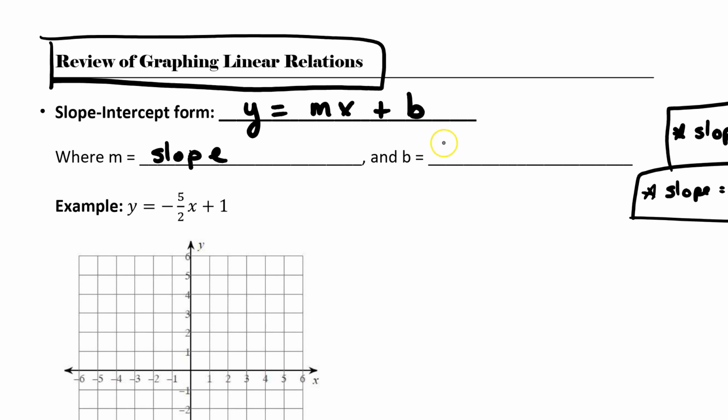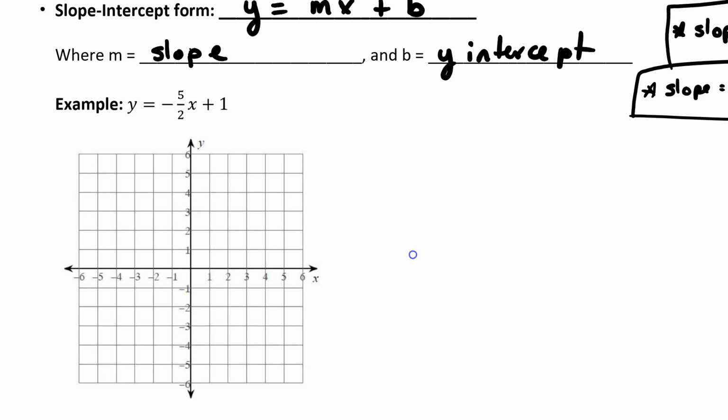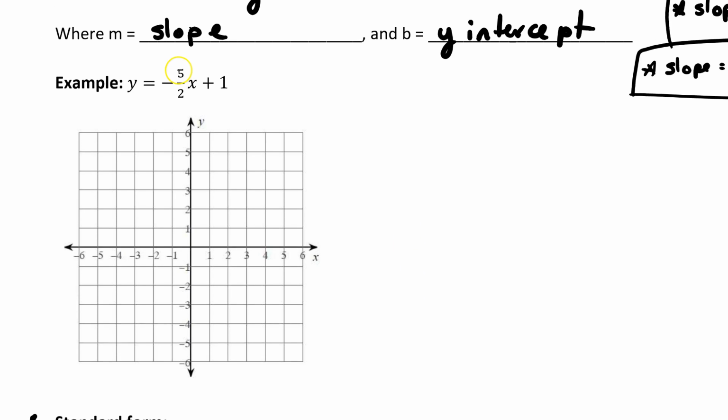And b is going to be our y-intercept. Now for me, graphing from slope-intercept form is the easiest. The absolute easiest. So here's the example here. We have a slope of -5 over 2, and we have a b, so this is our m, and here is our b. So the way that I would start is I would simply draw my points.